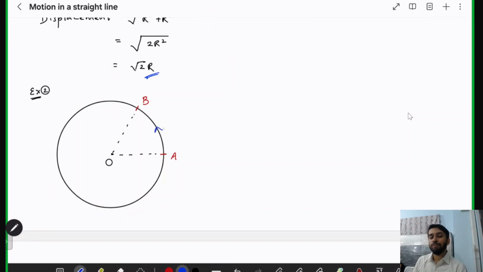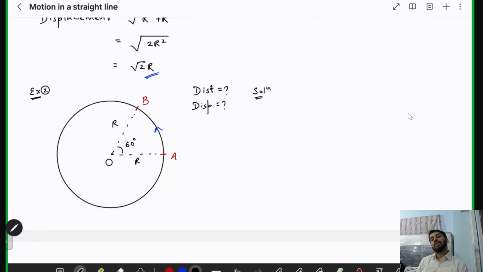Like along this curved path, such that this angle here is 60 degrees. So our goal here is to find distance and displacement. We need to figure out how much will be the distance value and how much will be the displacement value.